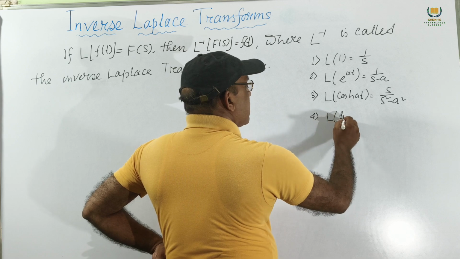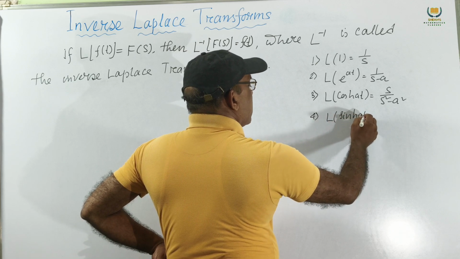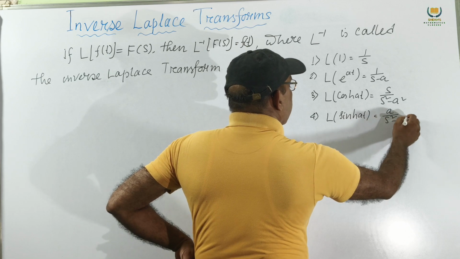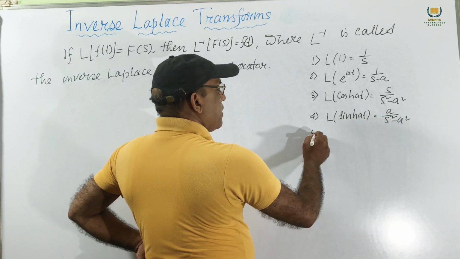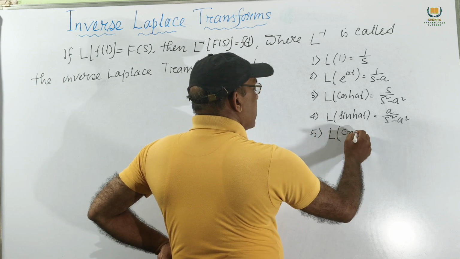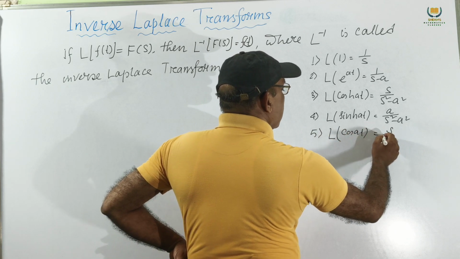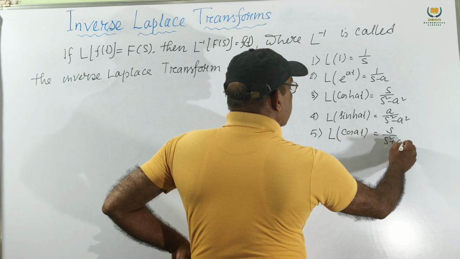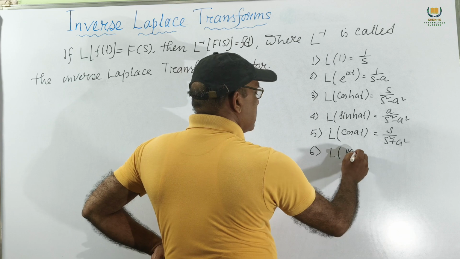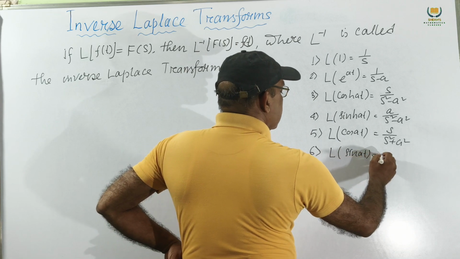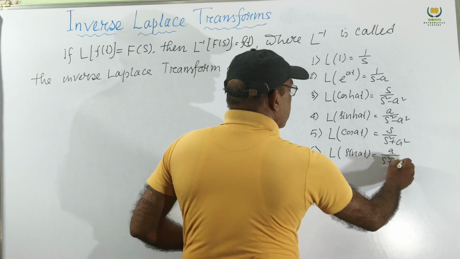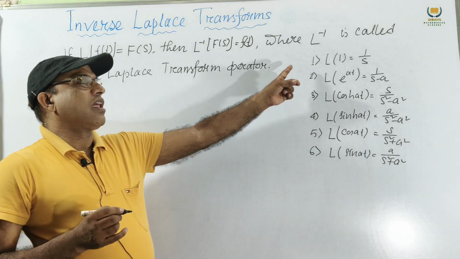L of sin hyperbolic at, then a by s square minus a square. Number 5, L of cos at, this is s by s square plus a square. This is a direct formula. L of sin at, this is a by s square plus a square. These are the formulas of Laplace transform.